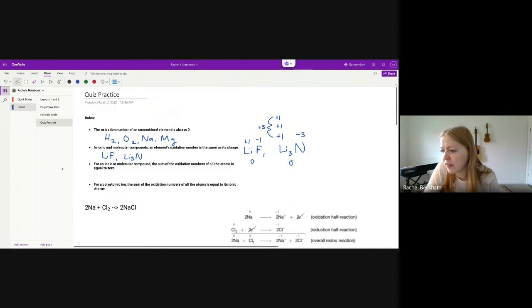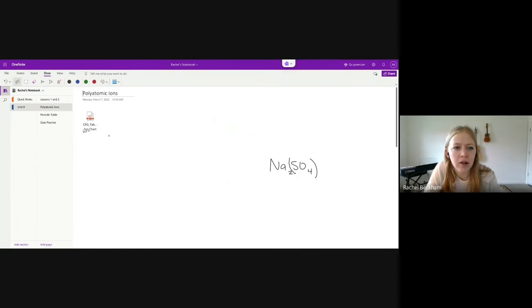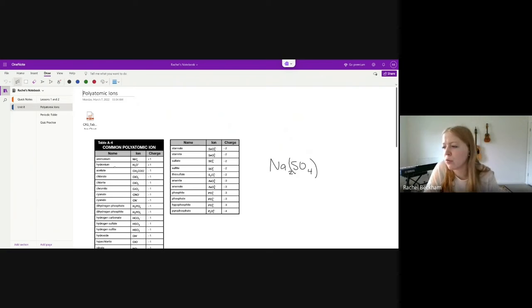So that's this one. And the last rule, for a polyatomic ion, the sum of the oxidation numbers of all the atoms is equal to its ionic charge. So polyatomic ions are elements that are grouped together. So let's look at SO4 right there. This is called sulfate, right? And these 2 elements, sulfur and oxygen, stick together like a family.